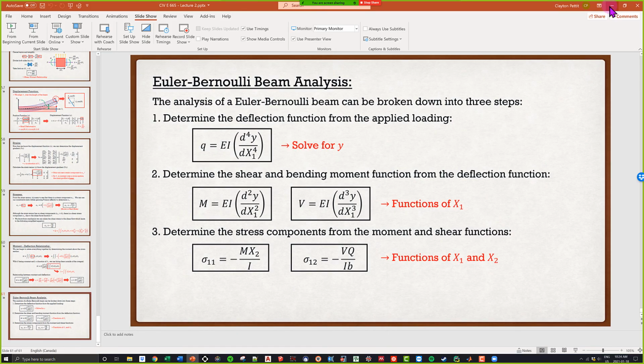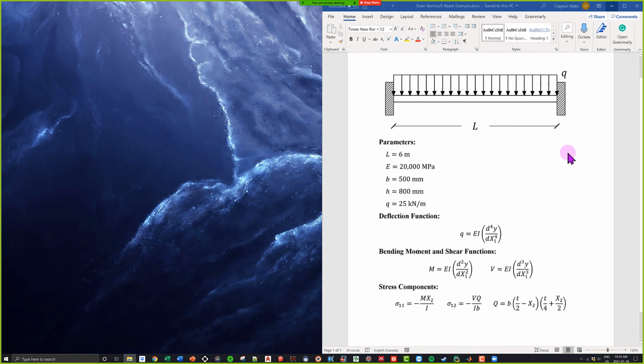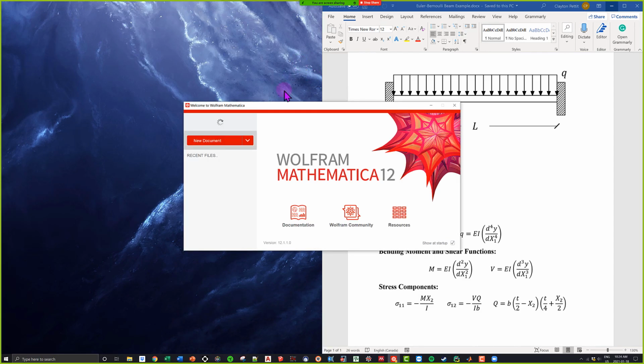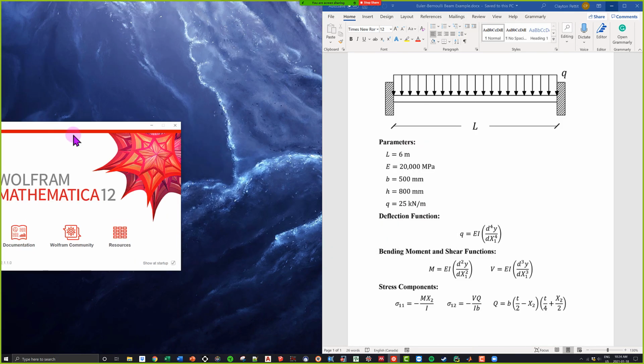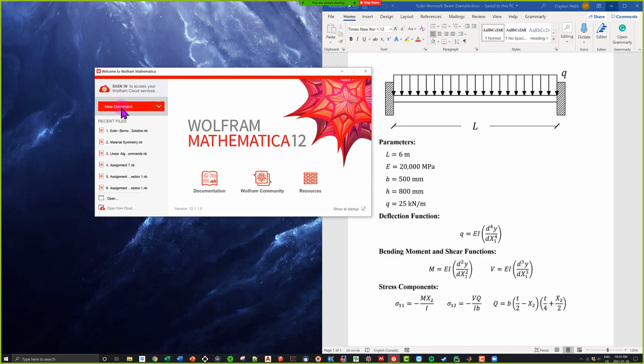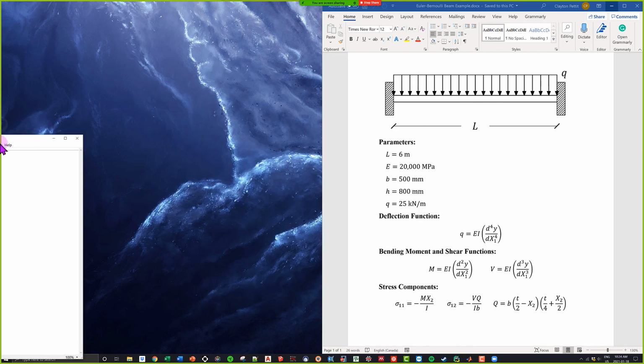All right, so I'm just going to minimize this. I have a little sheet here of, I guess we're doing the fixed ends beam, not the simply supported beam. And we're going to go into Mathematica to solve this together. Oh, sorry, guys. For those of you who aren't familiar with Mathematica, I know a lot of you are, but a lot of you aren't. It's very simple. All we're going to do is go new document, and give it a nice new window.